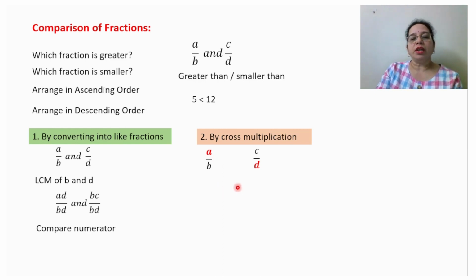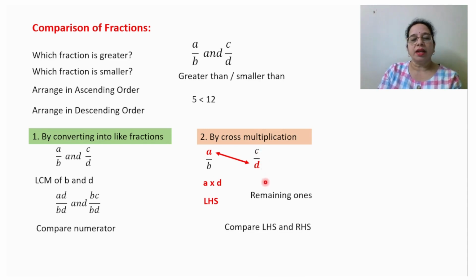By the cross multiplication method, always just join these two numbers, first one numerator and second one denominator. So A multiplied by D always comes on the left hand side. By mistake, if you write it on the right hand side, your answer will be wrong. That's what I have done with the red color. First multiply these two, whatever product is there, write it down on the left hand side, and the remaining ones, which are B and C, we will multiply and write down on the right hand side, and again we will compare the right hand side and left hand side.